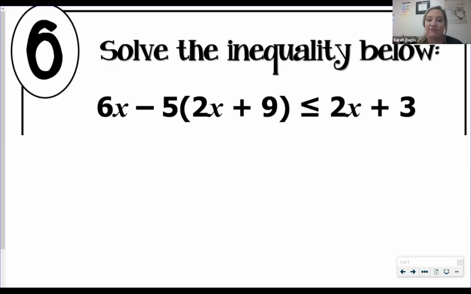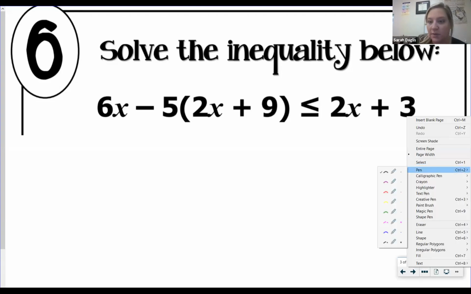All right. So first things first, lots going on. Let me change my color. Let's do purple.